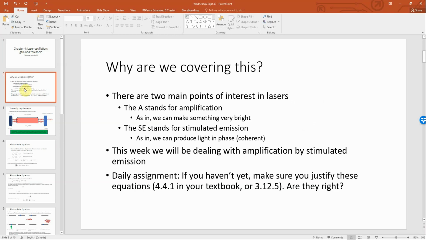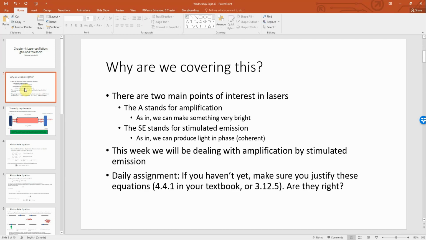So what are we covering this week? Remember, we're talking about the amplification and stimulated emission part of a laser. This is the crux of the point of a laser. So A, amplification: we want to make something very, very bright.